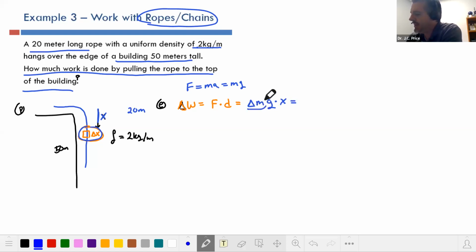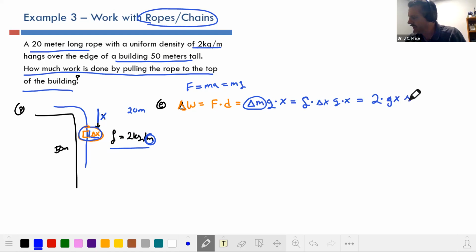And then what's the small change in the mass equal to? Well, that's where this density function is going to come into play. And so the density function, you notice you just multiply by a small change in the distance. So that's just that small delta x right there. So I'll write it out: my little delta times my little delta x, and then I have my g times x. My delta is just the number 2, so I have 2g, rearrange the terms here, x, and then put the delta x at the very end. And now that's how much work it is to move a little teeny tiny piece, that x distance.